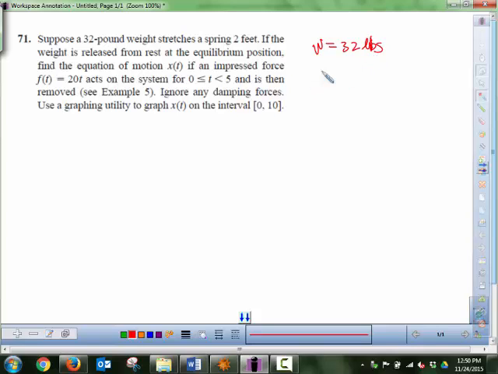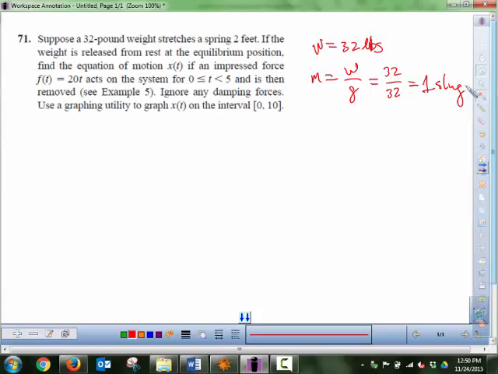Do you remember how to find the mass out of this? Mass is equal to weight divided by gravity. So that's 32 pounds divided by the gravity, which is 32 feet per second squared in this system. So this is one slug. Remember slugs? UCSC slugs.